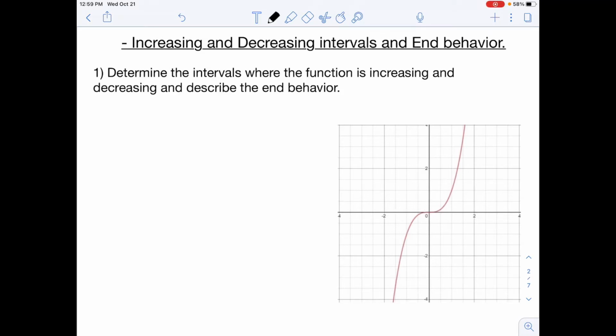All right, guys, so we're going to talk about increasing and decreasing intervals and behavior. We're going to do that at the same time. So let's just go ahead and start with this function that I have here to keep it simple so we can kind of explain what's going on.